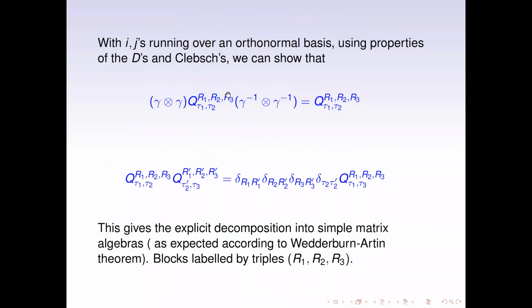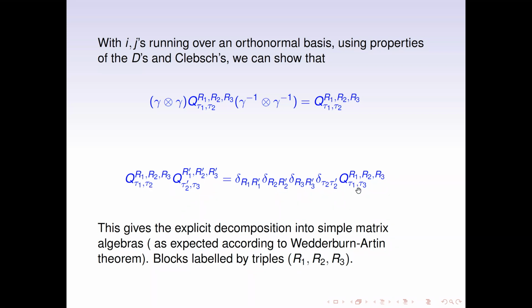These Fourier basis elements have the property that they are invariant under diagonal conjugation. So they indeed live in K of n. They have a nice multiplication property that if you have one set of R's and another set of R's, you get 0 unless this triple is the same as that. And the structure of the multiplication is kind of similar to elementary matrix multiplication. You get a tau2 prime, tau1, tau3.